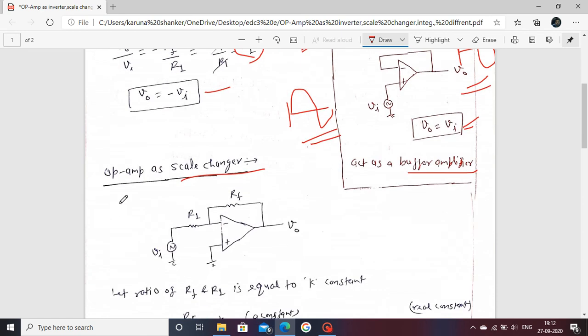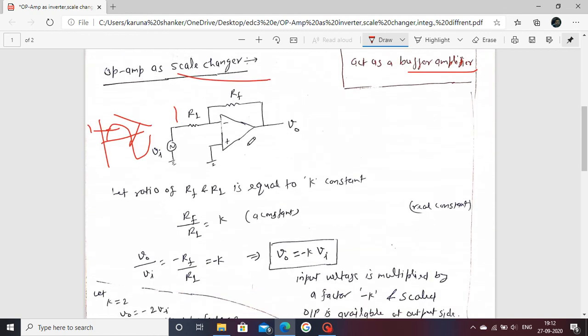Okay, next we move to op-amp as a scale changer. Scale changer means whatever amplitude change occurs from input to output. Suppose there is an AC signal with this maximum amplitude. Now this amplitude is increased on the output side, multiplied by 2, meaning 2 times or 3 times increase. This is called a scale changer.